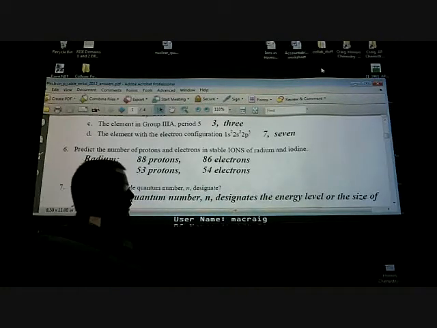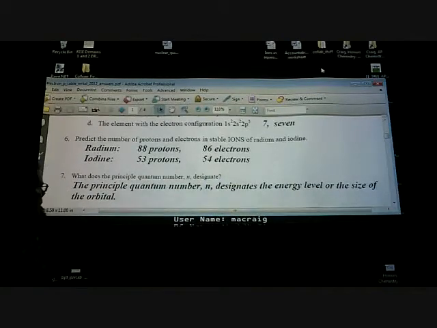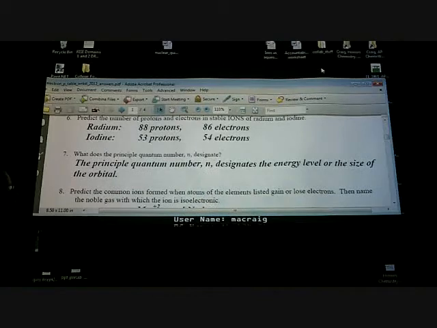Right? So with an electron, it cannot have the same four principal quantum numbers. With an orbital, it can't have the same first three. Okay. All right, number 8.